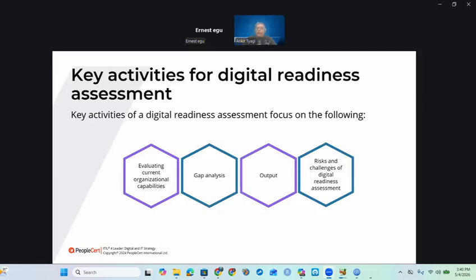Certain key activities for digital readiness assessment: evaluating the current organizational capabilities. Well, of course, understanding what we can deliver currently. Gap analysis against the future. We see what the gaps are, what gaps we need to fill, what output we are looking at, and the risks and challenges of digital readiness assessment. Well, of course, what sort of risks, what sort of challenges we may face when it comes to digital readiness assessment.